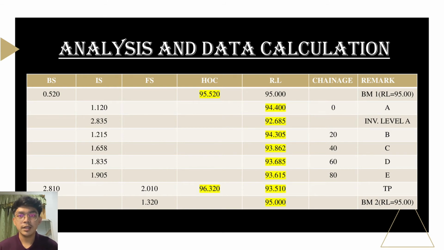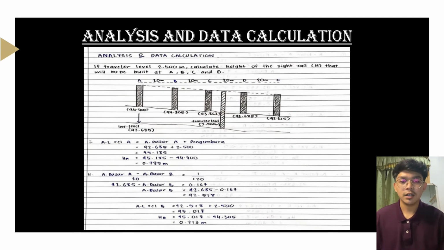For the invert level, A is 92.685, and B is 94.305. For remark C, 93.862, and for remark D, 93.685. For remark E, 93.615. For the TP, 93.510, and for BM2 is 95.000. So this is the data calculation.